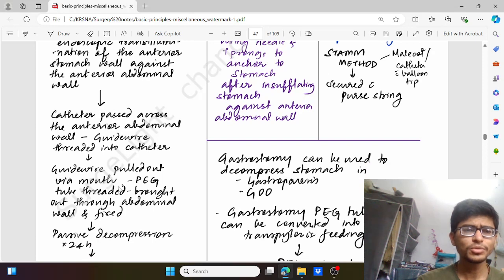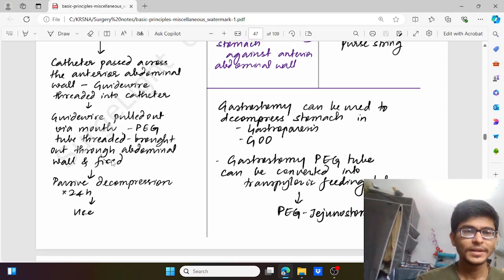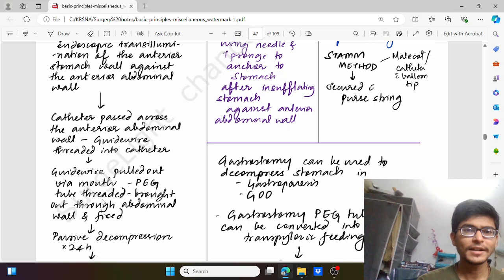Then the guide wire is pulled out through the mouth and the PEG tube is threaded, brought out through the abdominal wall and is fixed. We keep it for passive decompression for 24 hours, then after that we start using it.